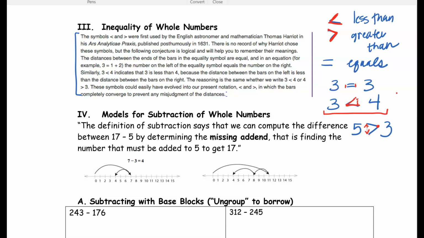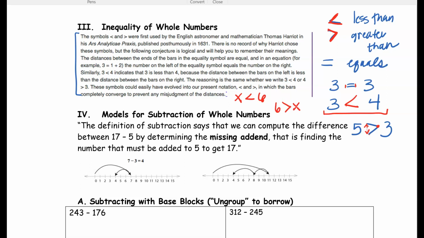You could also read it as 4 is greater than 3. Okay, so 3 is less than 4, 4 is greater than 3. It's important to note that because when you get to algebra, you'll see things like x is less than 6, or the x might be on the other side. So maybe it looks like this.